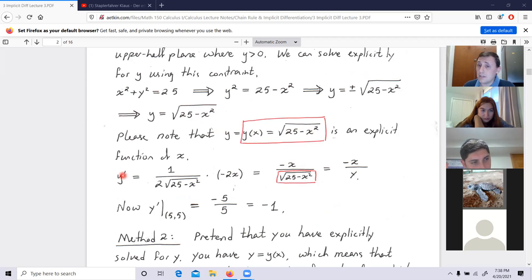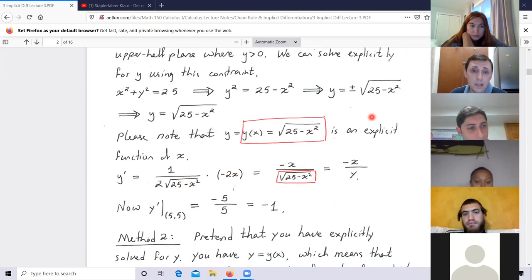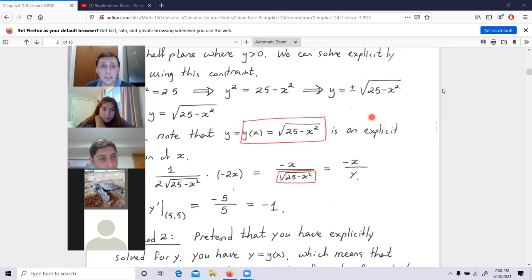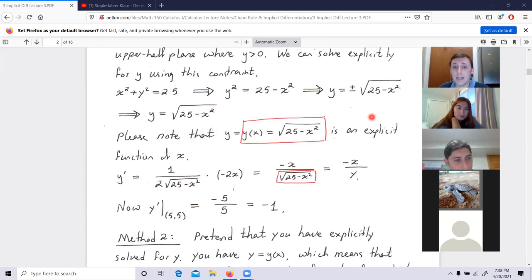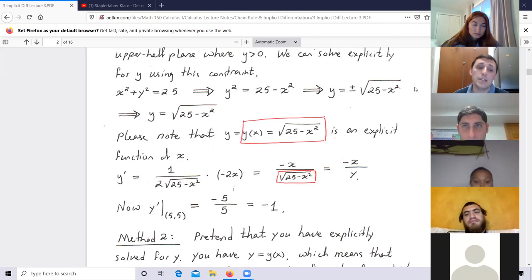When I take the derivative of that function, what do I obtain? I obtain 1 over 2 root of 25 minus x squared times minus 2x by chain rule. Agreed? And when I cancel things up, I get minus x over root of 25 minus x squared. And do you see that this expression is just y? Root of 25 minus x squared is my original function. So my slope is given as minus x divided by y.